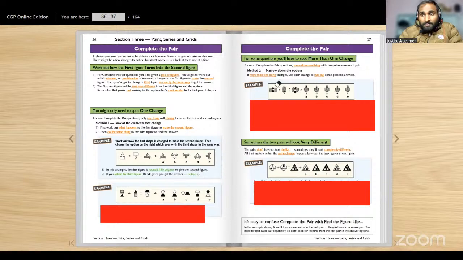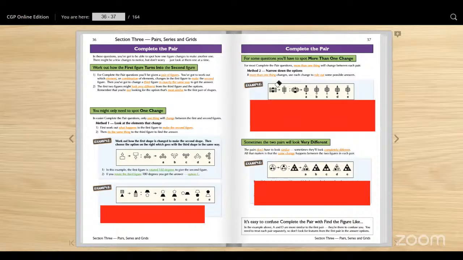Read the explanation and match it with your answer. In this example, the first figure is rotated 180 degrees to give the second figure. If you rotate the first figure 180 degrees, you get the answer option C.